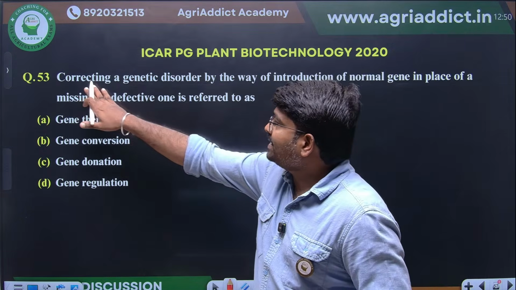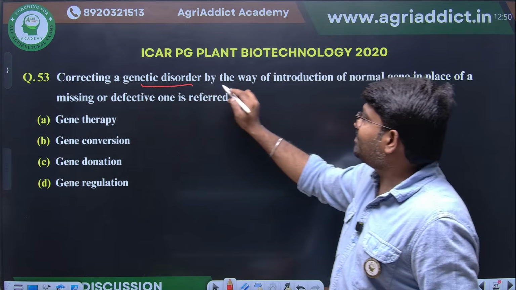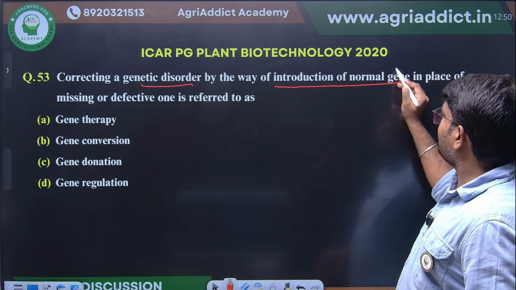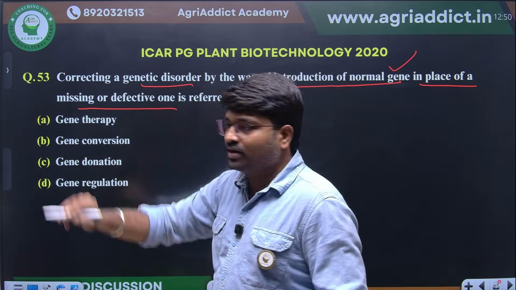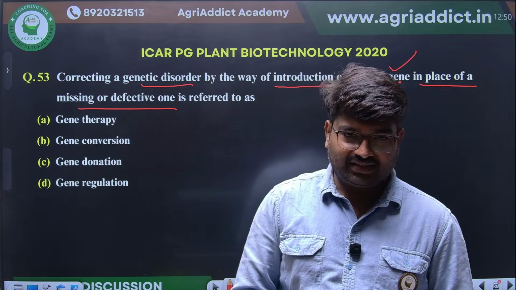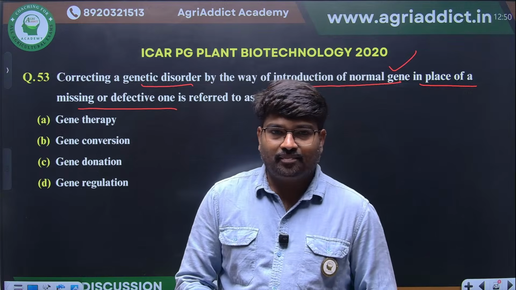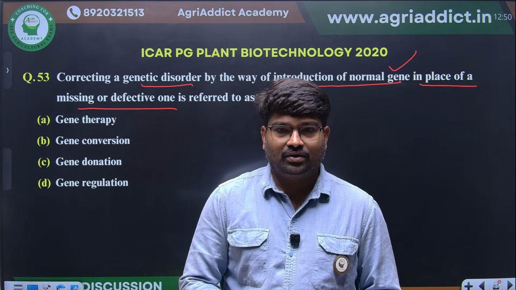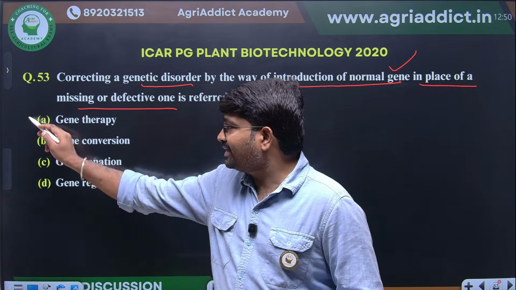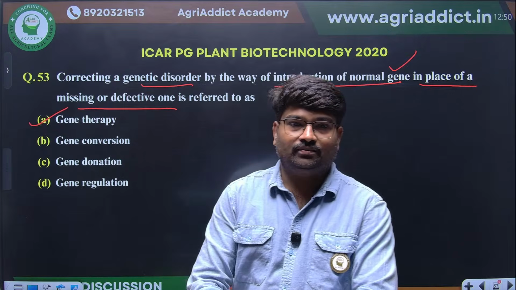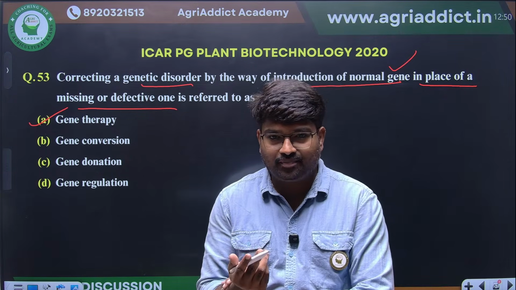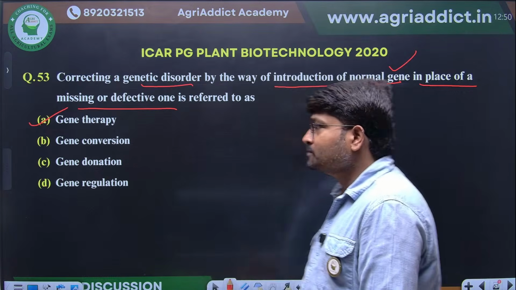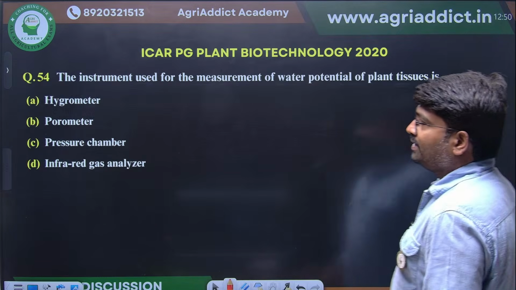Correcting a genetic disorder by way of introduction of a normal gene in place of the missing or defective one is referred to as what? Gene therapy, gene conversion, gene donation, or regulation? Yes, very good, gene therapy. If a particular thing is defective, we will do gene therapy to replace that one. Gene therapy will be the right answer.